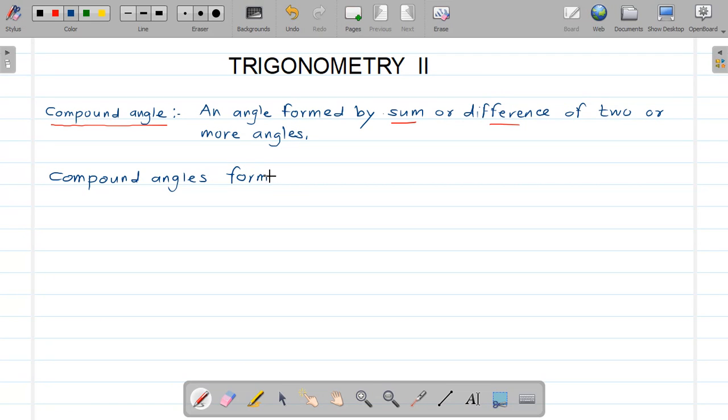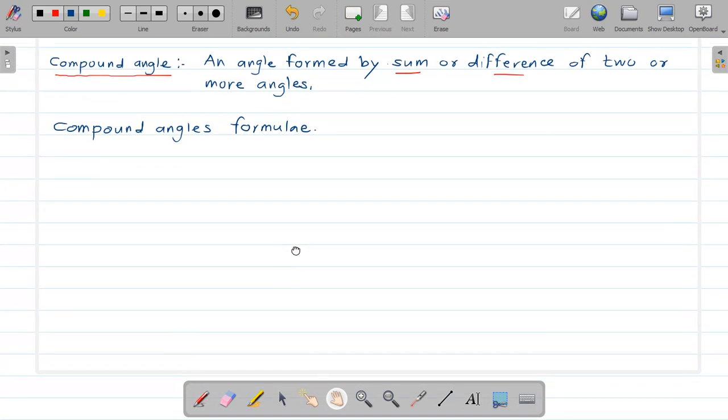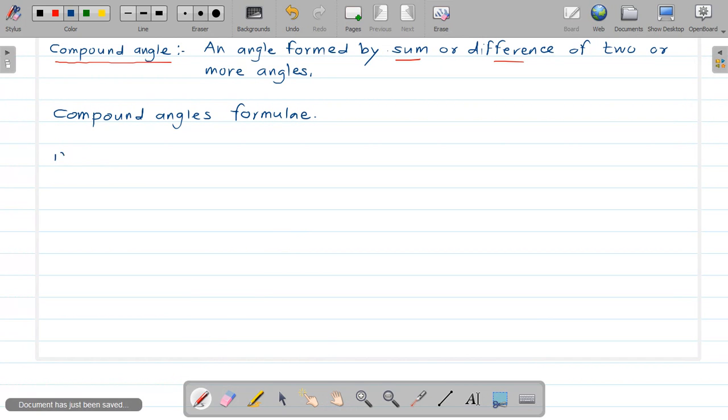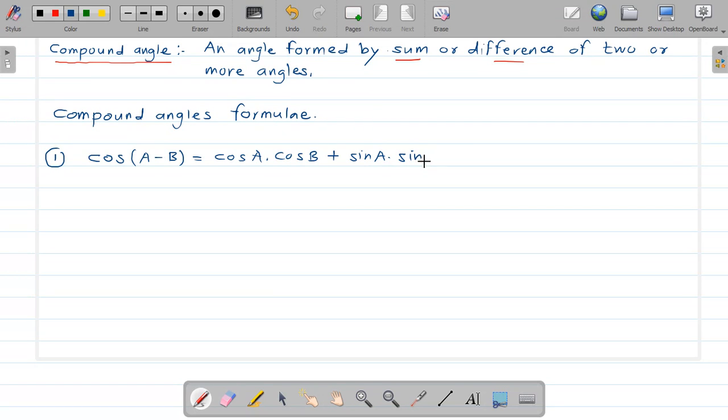Compound angles formulae. Now the first formula that we are going to discuss: for any two angles A and B, prove that cos of A minus B is equal to cos A into cos B plus sin A into sin B. This is called a compound angle formula. See here, A minus B is a compound angle because there is a difference between A and B. So that's why it is a compound angle.